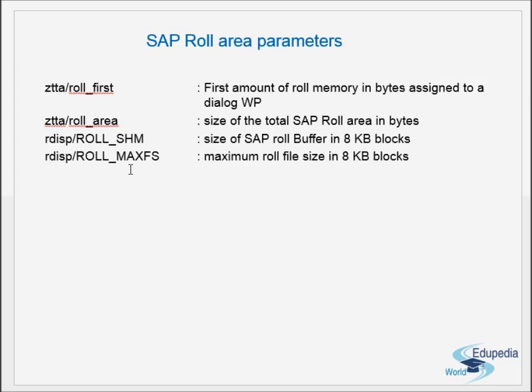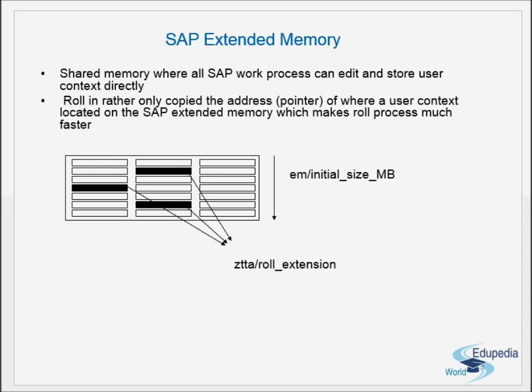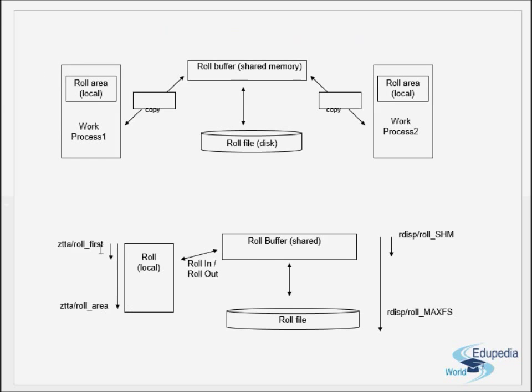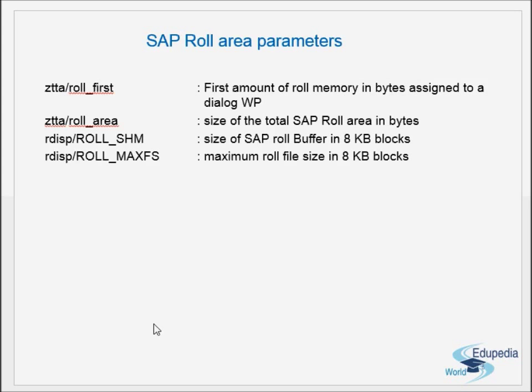Then ztta/roll_area is the size of the total SAP role area in bytes. This role area is nothing but the entire local role area of the work process. Now rdisp/roll_SHM and rdisp/roll_maxFS. This is the size of the role buffer and the maximum role file size.